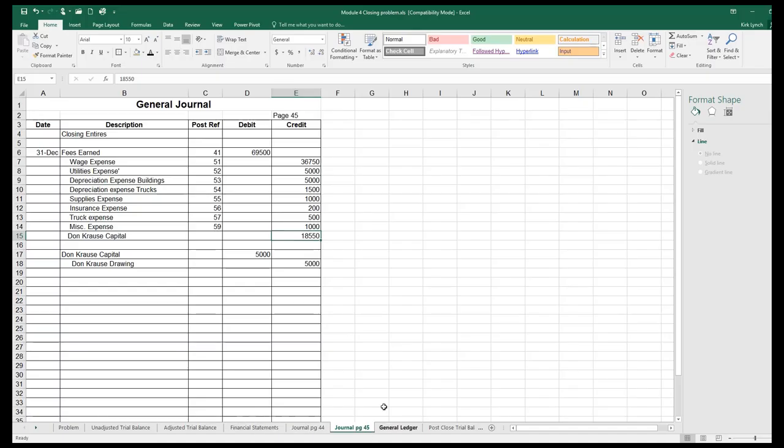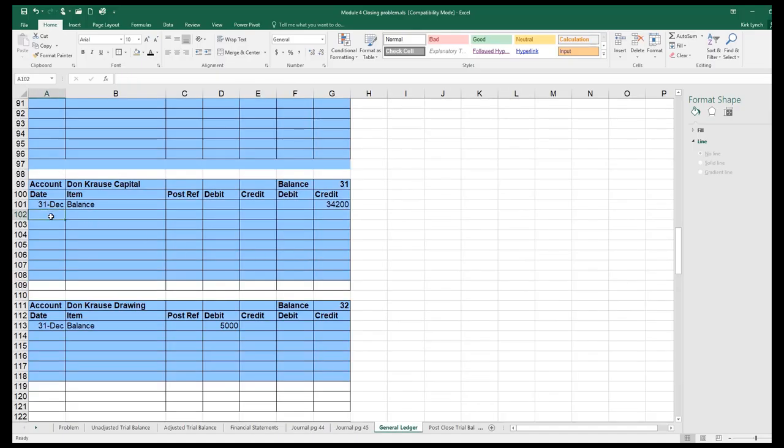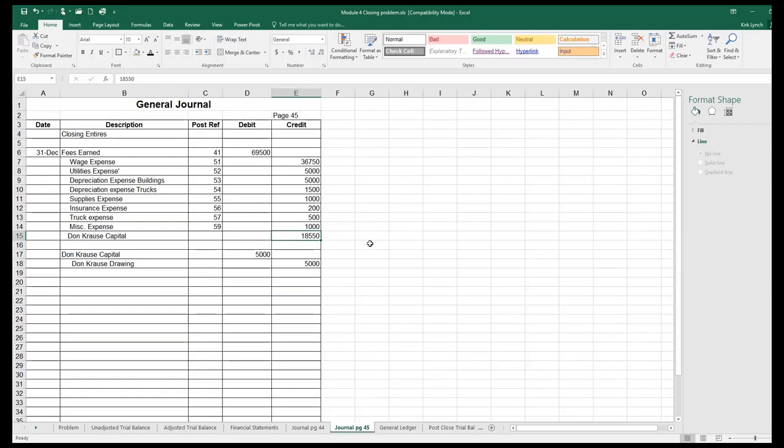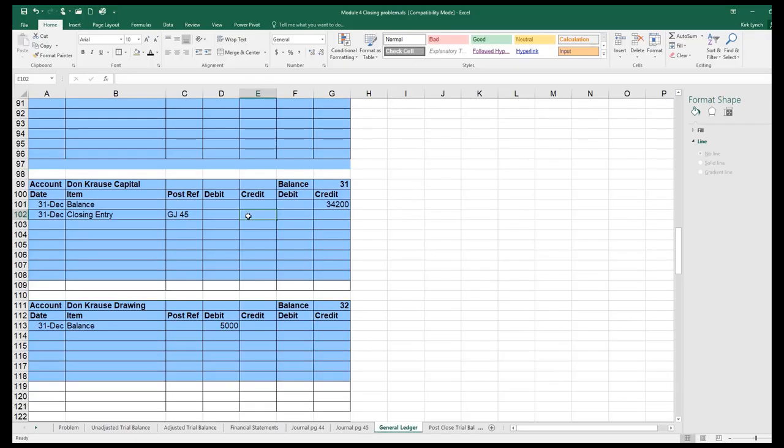And so in our general ledger, we find our capital account here. We enter the date of 12/31. This is a closing entry. And this came from our general journal on page 45. And it is a credit. Again, just to review, it is a credit of $18,550. So over here in the credit column for the transactions, $18,550.